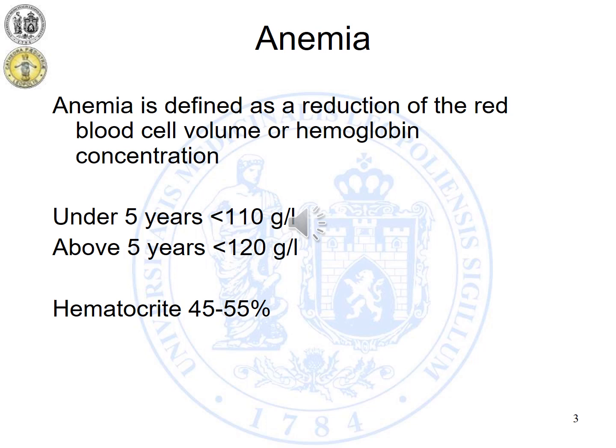We suppose the patient has anemia if, in children under 5 years, the concentration of hemoglobin is 110 grams per liter or less, and above 5 years it must be more than 120. And normal hematocrit is 45 to 55%, as compared with plasma.